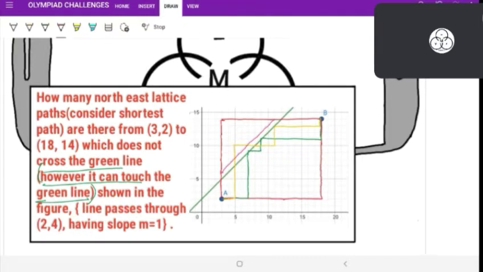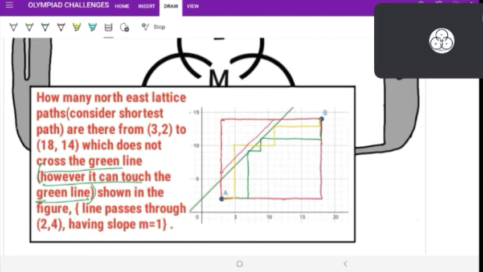So, what's the question? How many northeast lattice paths? First of all, there are a few things that we'll learn through this question. What is a lattice path? How to count the number of lattice paths? And obviously how to solve this type of question, what are some other ways in which these questions can be changed, and applications of lattice paths.